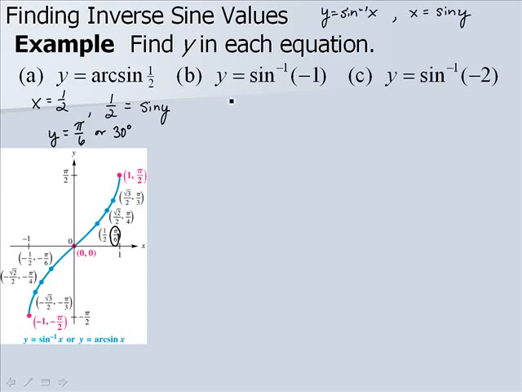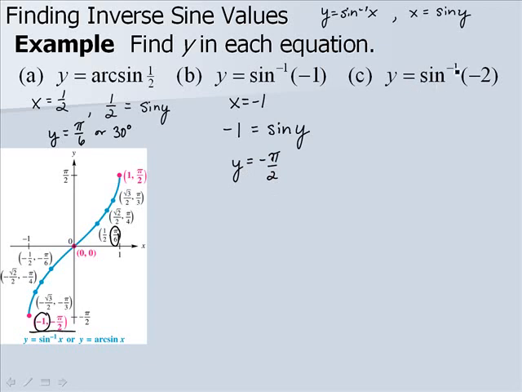Now let's do part B. We see that we have an x value of -1, so we say that -1 is equal to the sine of y. So we want to find the y value or angle. When we take the sine of it, that will give us -1. We look at our graph and we see that -1 is down here. Our x value, -1, gives us a y value of -pi/2. So we have that y is equal to -pi/2.